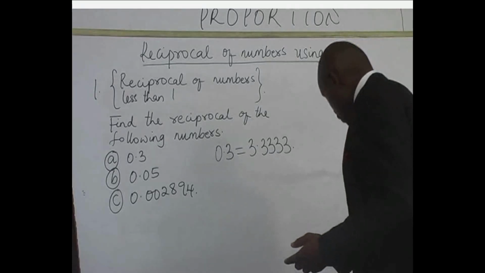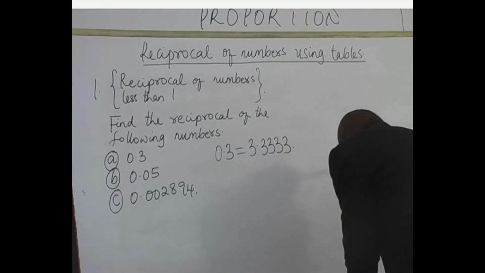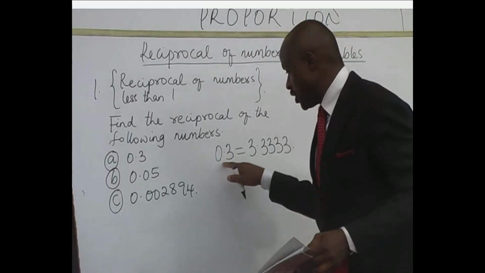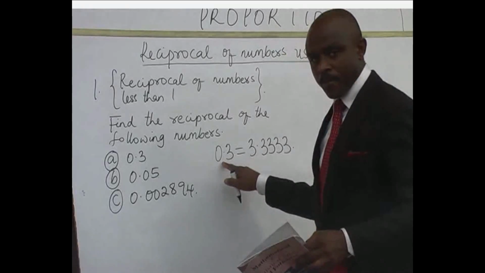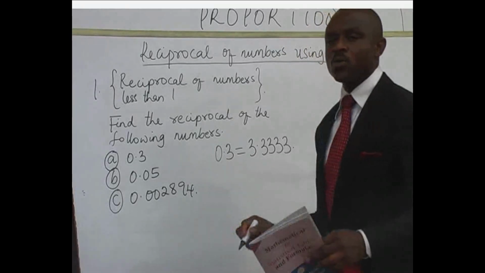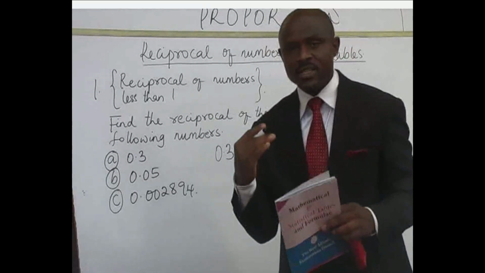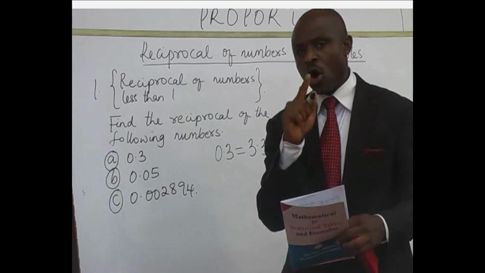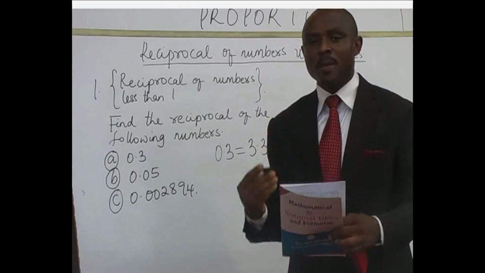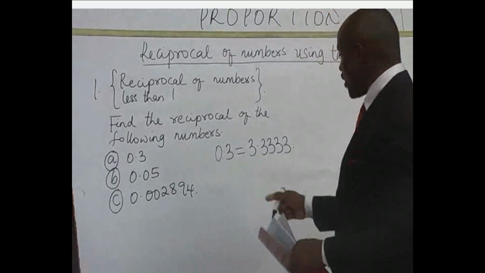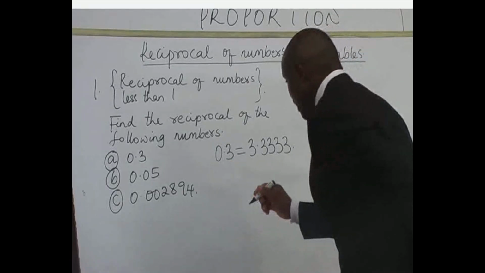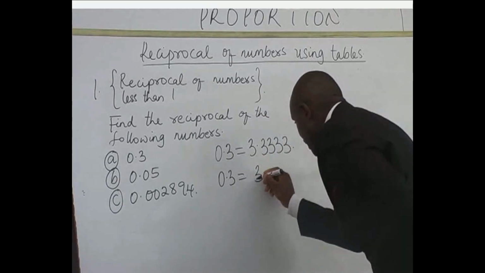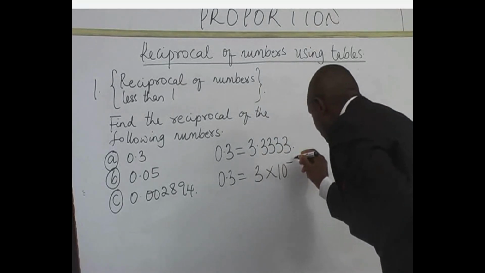Now, using our 4-figure table, the first thing you do here is change this number 0.3 to standard form. That was why I first treated standard form before this topic. Now I know you understand how to write numbers in standard form. So if you have to write 0.3 in standard form, 0.3 will now become 3 times 10 raised to power minus 1.